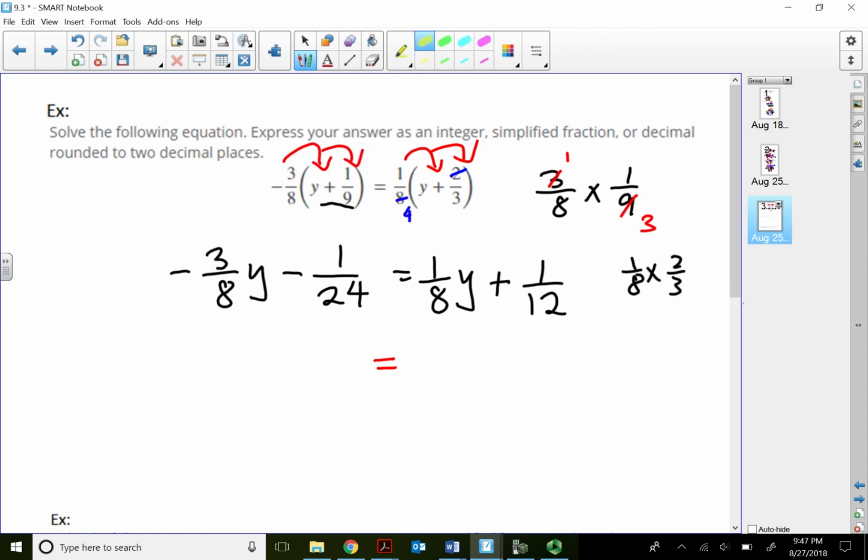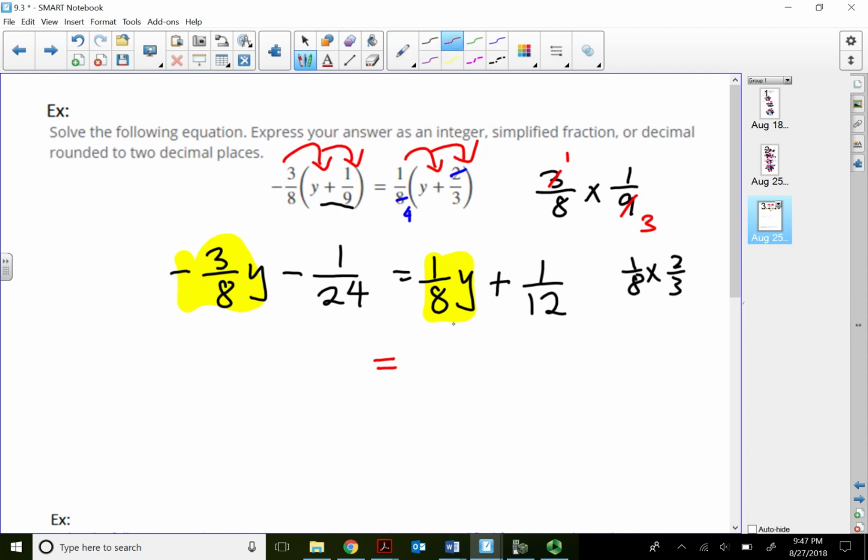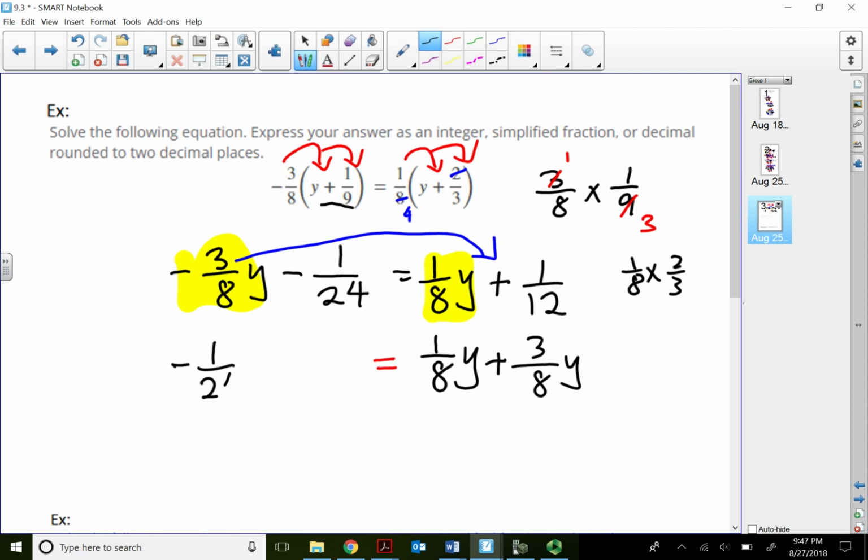So let's move terms, because right now I've got positive 1 over 8y on the right, negative 3 over 8y on the left. So positive 1 over 8 is bigger, so let's move the negative over. When the negative comes over, it becomes positive, so that becomes 1 over 8y still here on the right. Negative 3 over 8y comes over, becomes positive. On the left side, negative 1 over 24 is there. When the positive 1 over 12 comes over to the left side, it has to be negative 1 over 12.